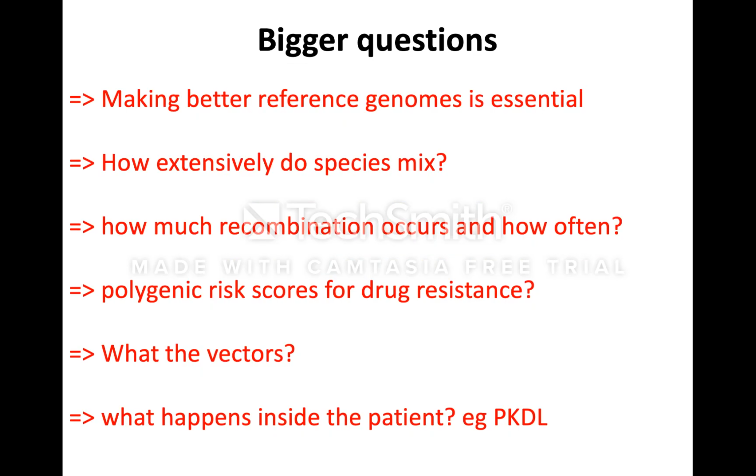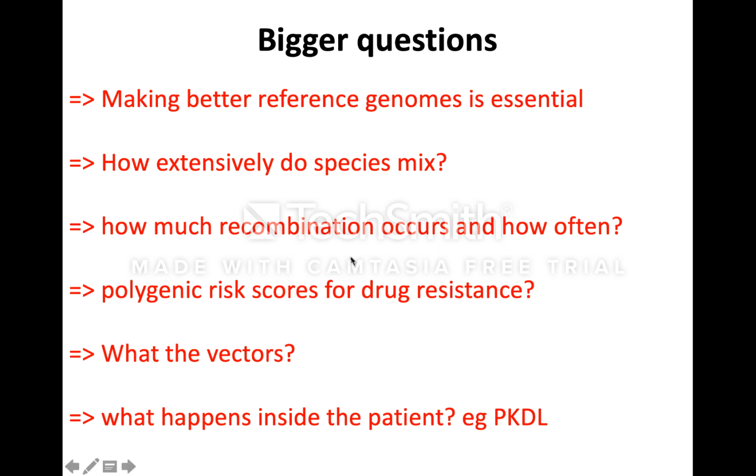So as we draw to a close, we can think about what the bigger questions in this field are. So we've seen from this study and other work that making better reference genomes is an ongoing area of work and is essential to understand the full genomic diversity in Leishmania parasites properly. There are ongoing questions over how frequently species mix and at what point in their life cycle they do this most extensively. What does that mean if we have sandflies that are feeding multiple times? Related to this is how much recombination occurs across chromosomes and how often.